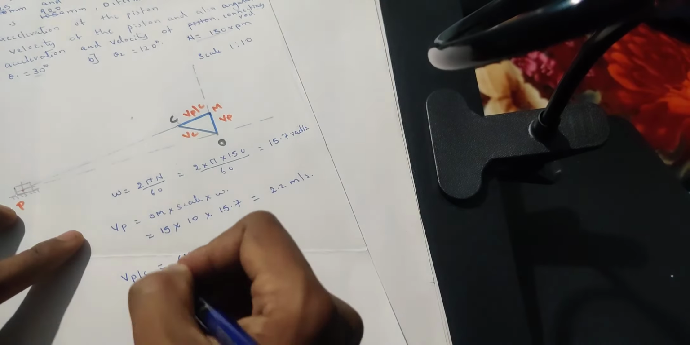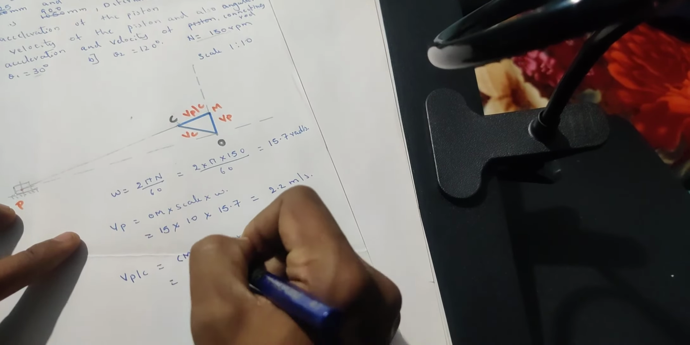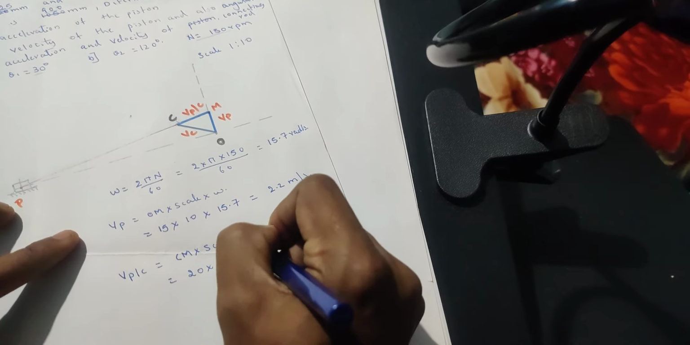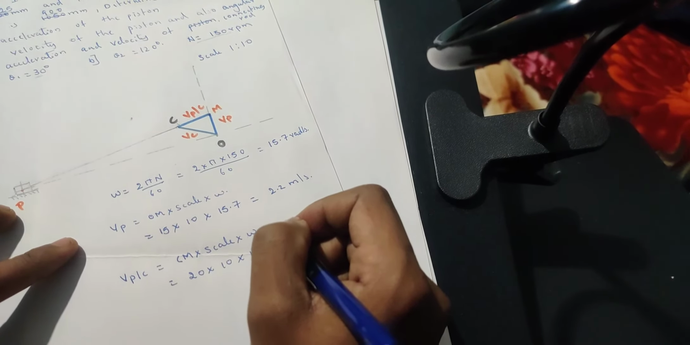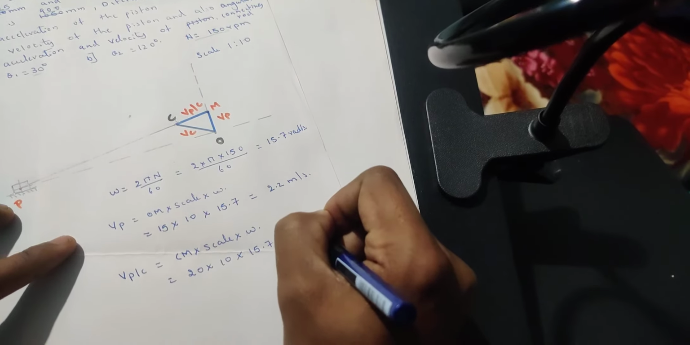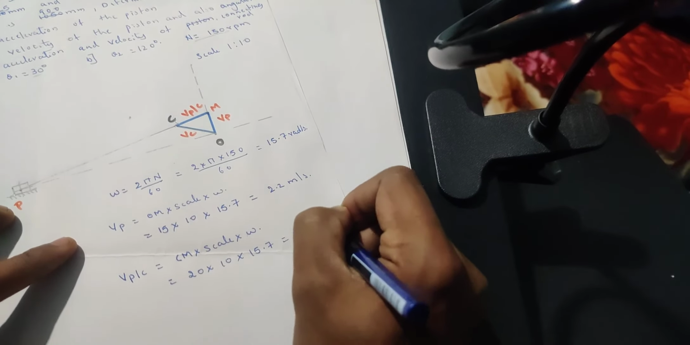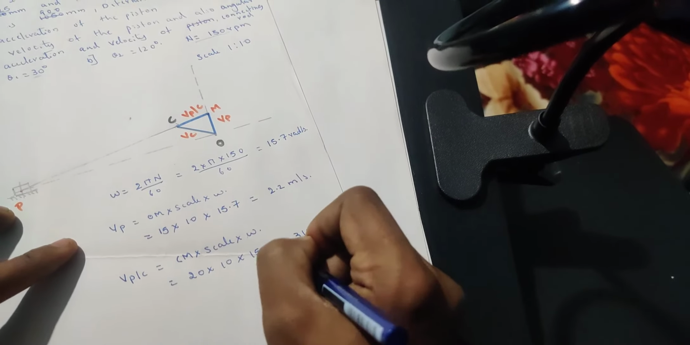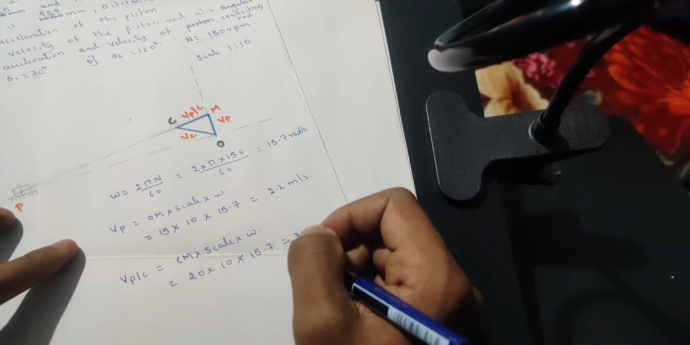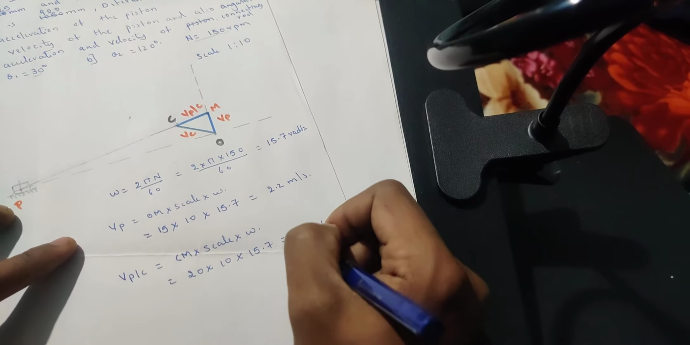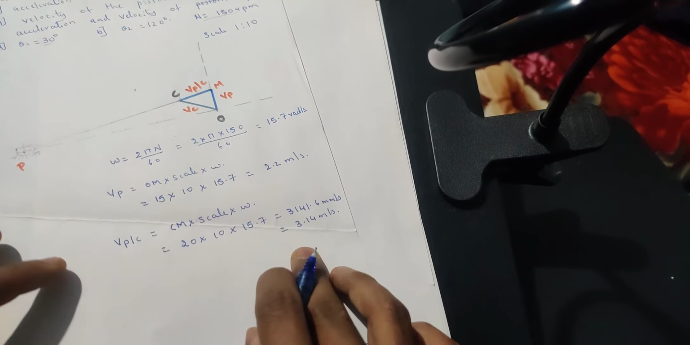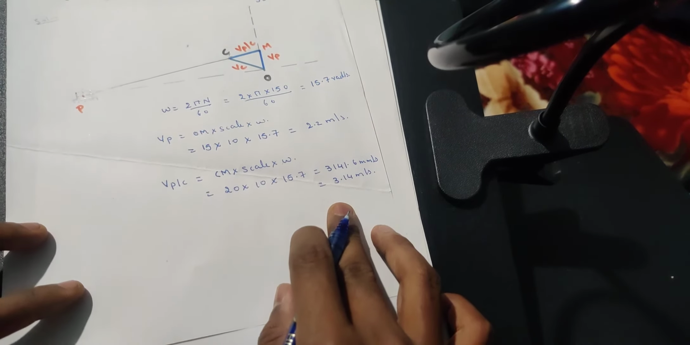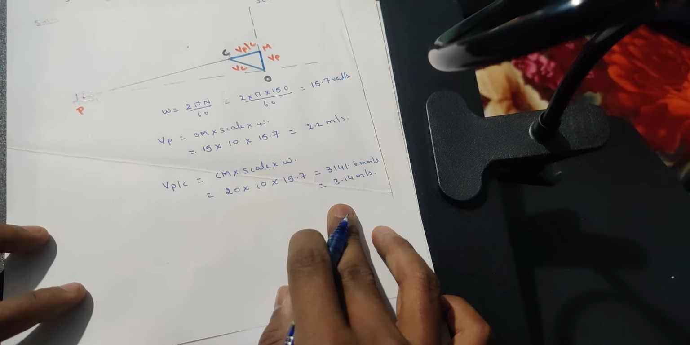So 20 into scale, which is 10, into 15.7. So we will be getting 3141.6 mm per second, which will be nothing but 3.14 meters per second. So now you got the linear velocity of the connecting rod, that is velocity of p with respect to c.